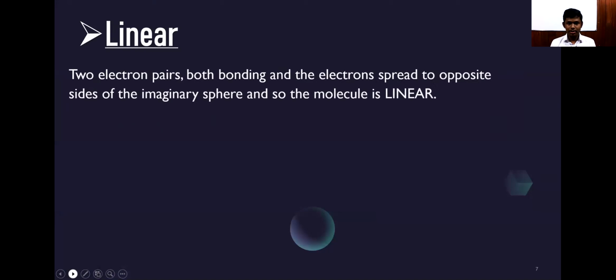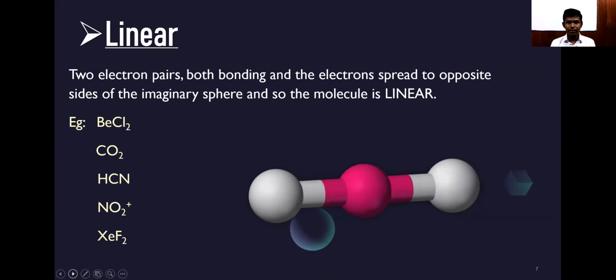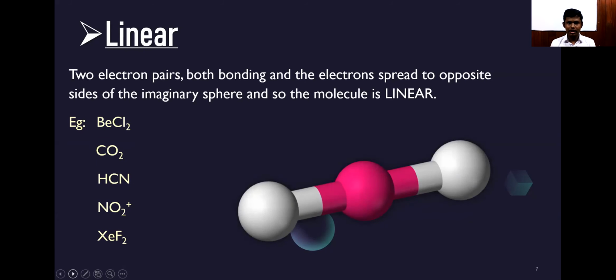The first structure is known as linear. This can be observed when there are two electron pairs. You can see we have three atoms here. The bond angle is 180 degrees that forms a straight line. The examples are BeCl2, CO2, HCN, NO2+, XeF2.